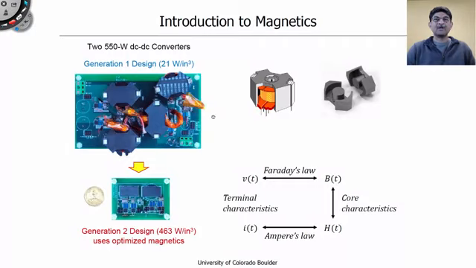In this course, you will learn how to analyze and design magnetic components, that is inductors and transformers that go into your power converters. You may ask why we have a separate course on magnetics when we don't have separate courses for the other components that go into a power converter, such as semiconductor devices or capacitors. Is there something special about magnetic devices?